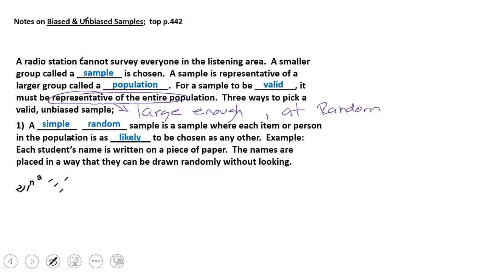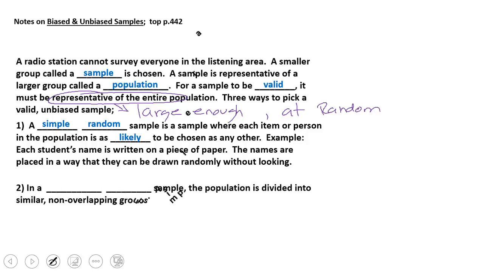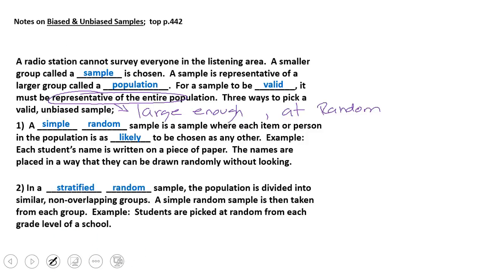The second one is called a stratified random sample. In a stratified random sample, the population is divided into similar non-overlapping groups. A simple random sample is then taken from each of those groups. An example: students are picked at random from each grade level of a school. And stratified means non-overlapping.